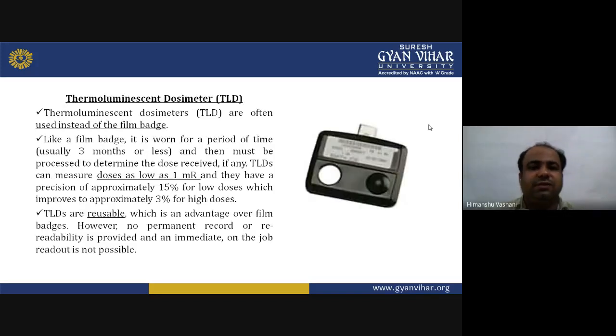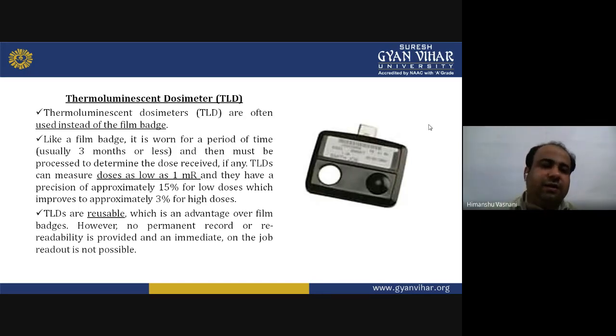Now, thermoluminescent dosimeters, TLDs. These are often used instead of a film badge. Like a film badge, it is worn for a period of time, usually 3 months or less, and then must be processed to determine the dose received. TLDs can measure doses as low as 1 mR and they have a precision of approximately 15% for low doses, which improves to approximately 3% for higher doses. TLDs are reusable, which is an advantage over the film badge. However, no permanent record or re-readability is provided, and an immediate on-the-job readout is not possible.